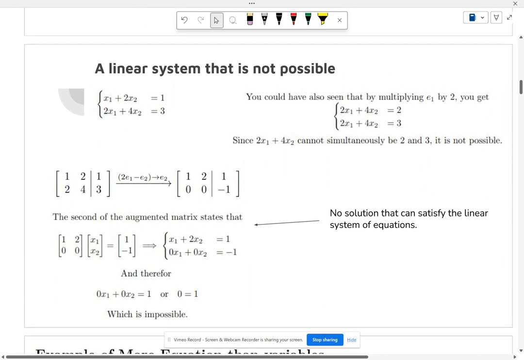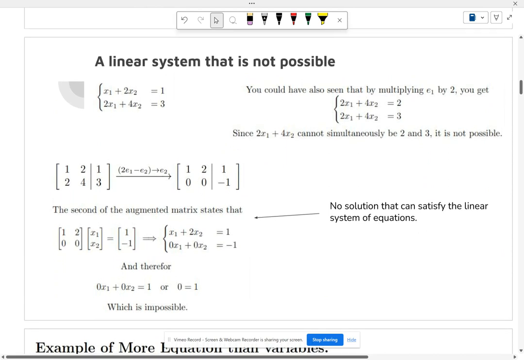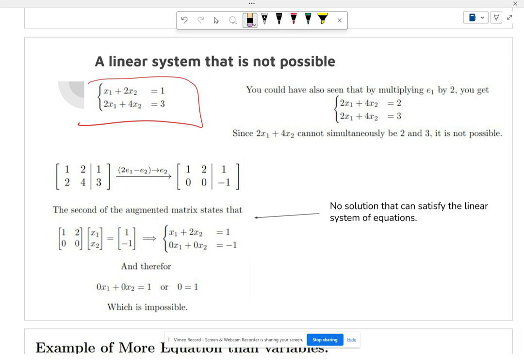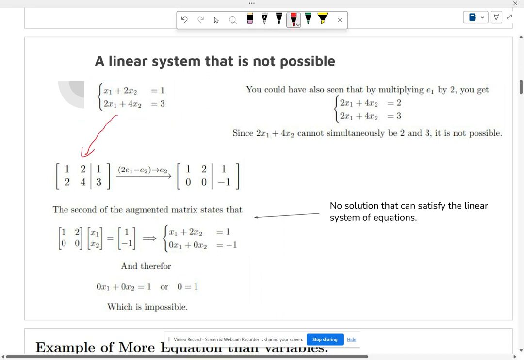All right. So this is a linear system that is not possible. Let's start by converting this into the augmented matrix. Once we convert it into the augmented matrix, I'm going to do 2e1 minus e2 and make that the new e2. If we do that, the new e2 will look like this.